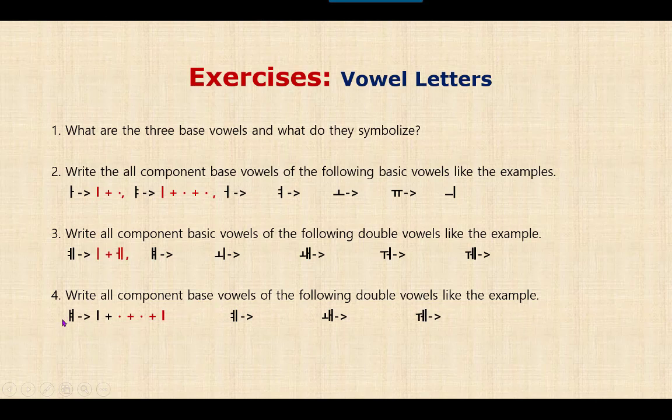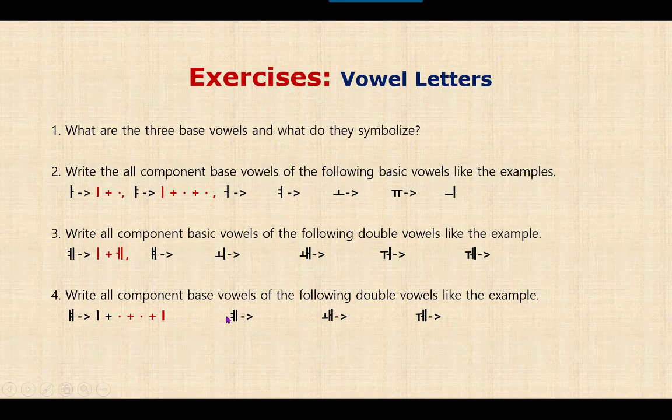Okay, this one. All component base vowels. How many strokes? 1, 2, 3, 4. So there must be four base vowels, because each stroke represents one base vowel. This one, another one, another one, another one. 1, 2, 3, 4. Two long vertical lines, two short lines here, dot, dot. Right? And what about this?